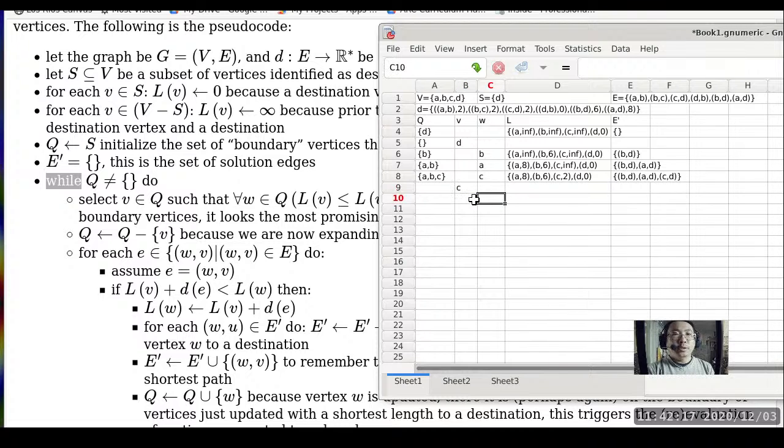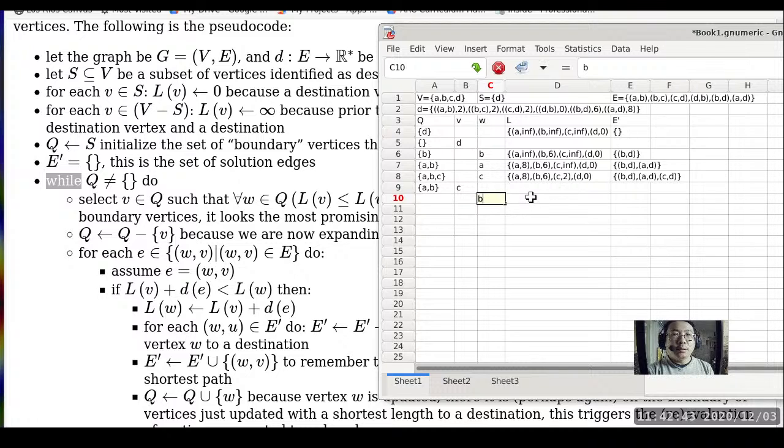And now we have to remove C from Q, so Q only has A and B left. Now we have to look at all the incoming edges to vertex C. When we look at the edges going to C, there's only one single edge, which is the edge BC.